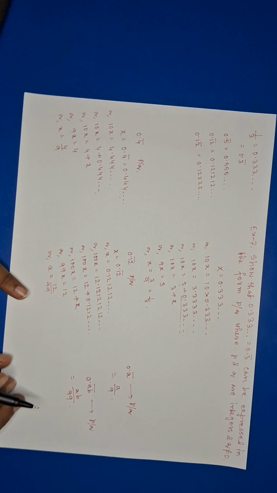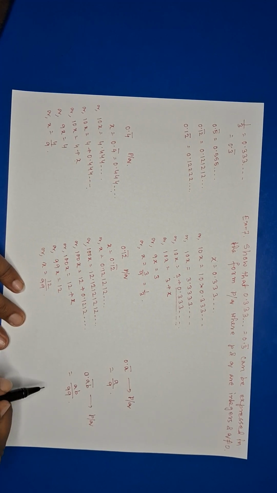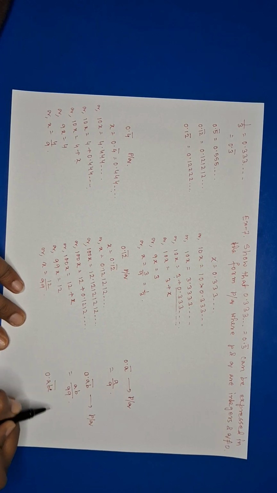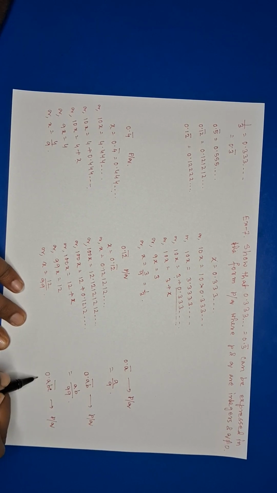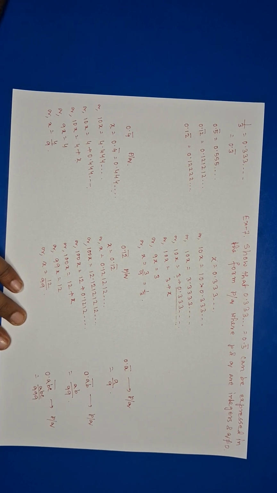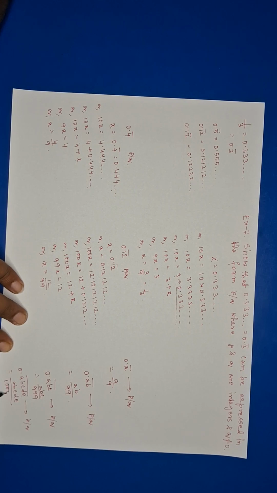Now you try by yourself. If we want to write 0.abc bar in the form of p by q, it will be abc by 999. Similarly it goes on. If you write 0.abcde bar in the form of p by q, it will be abcde by 1 followed by how many zeros? 1 2 3 4 5. Okay.